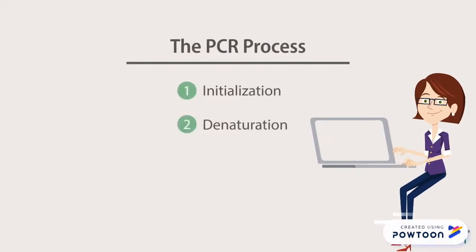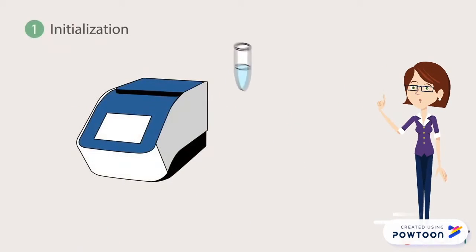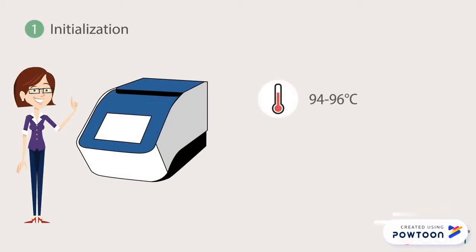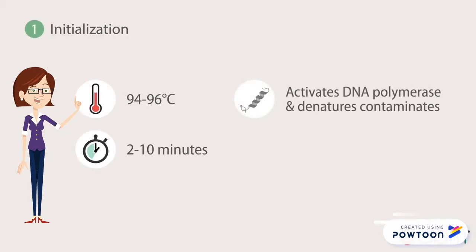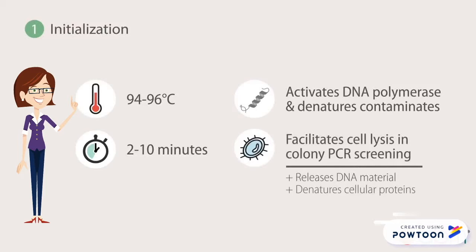The PCR process includes initialization, denaturation, annealing, and elongation. In the initialization step, the tube is heated to 94 to 96 degrees for 2 to 10 minutes to activate DNA polymerase and denature other contaminants in the mixture. The step also facilitates cell lysis in colony PCR screening to release DNA material and denature cellular protein.